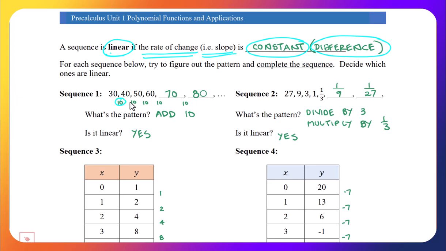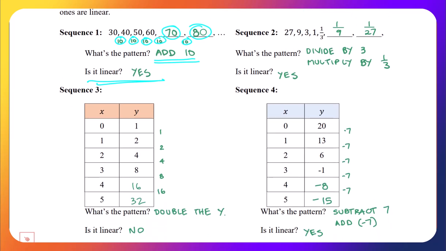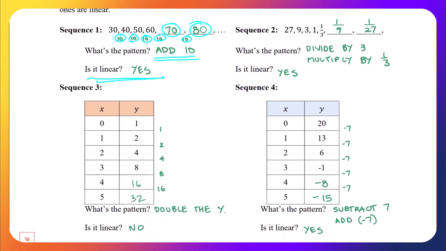So we can see here 10, 10, 10, 10, 10, 70, and 80. The pattern is we add 10, and it's constant, and so yes, it is linear. And if we go ahead and look at sequence 2, we can see divide by 3, divide by 3, divide by 3, again and again. Our pattern is divide by 3. But remember, when you were taught division, it's the same thing as multiplying by the reciprocal. So you could have said either one.